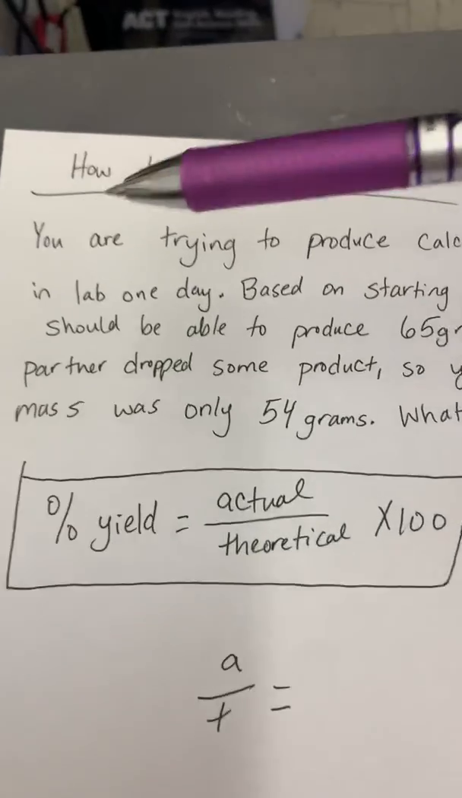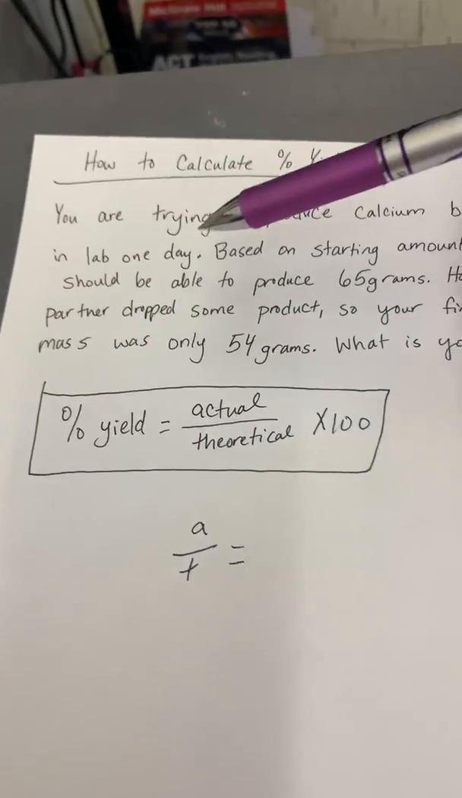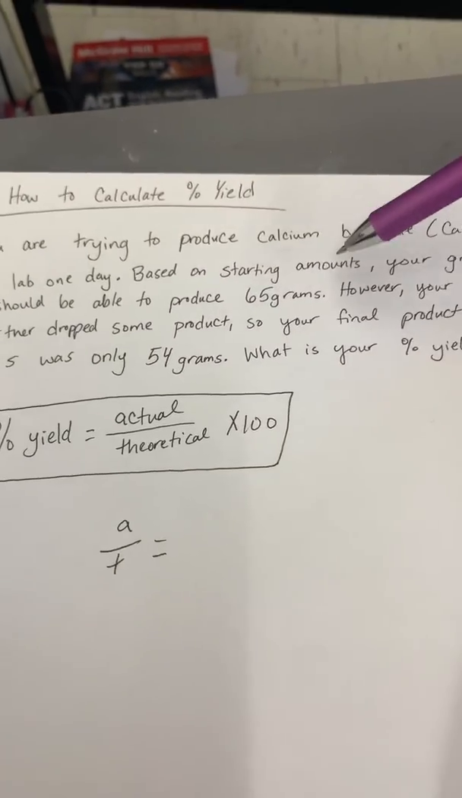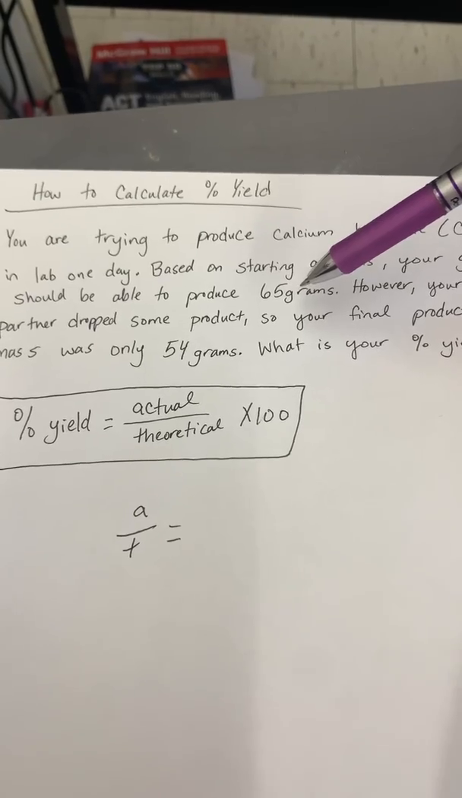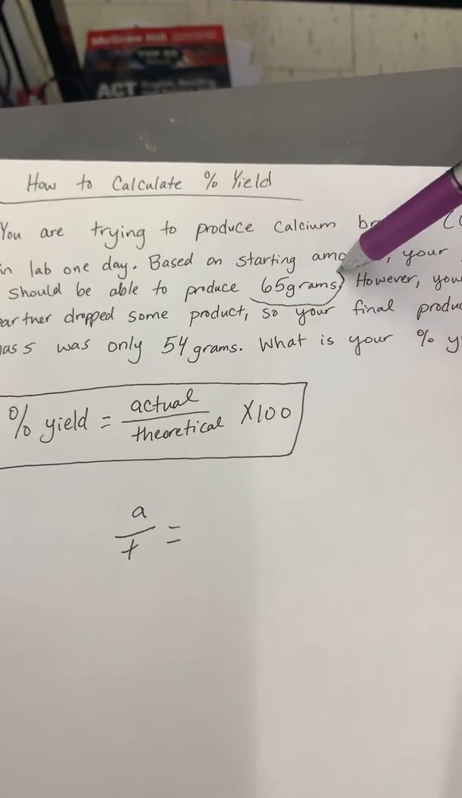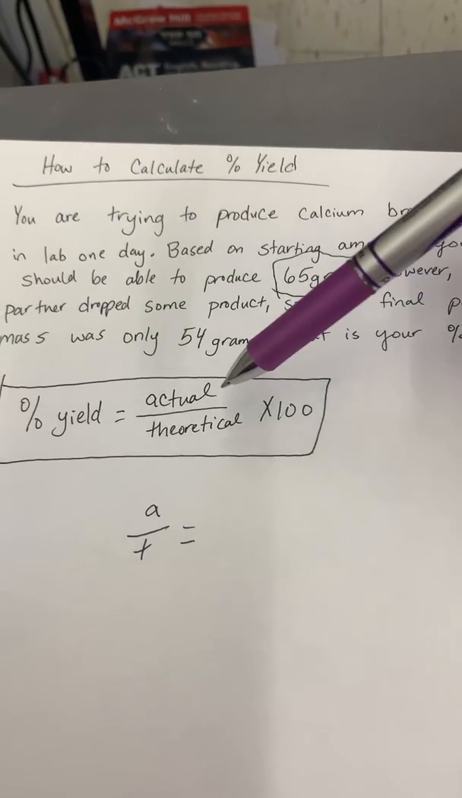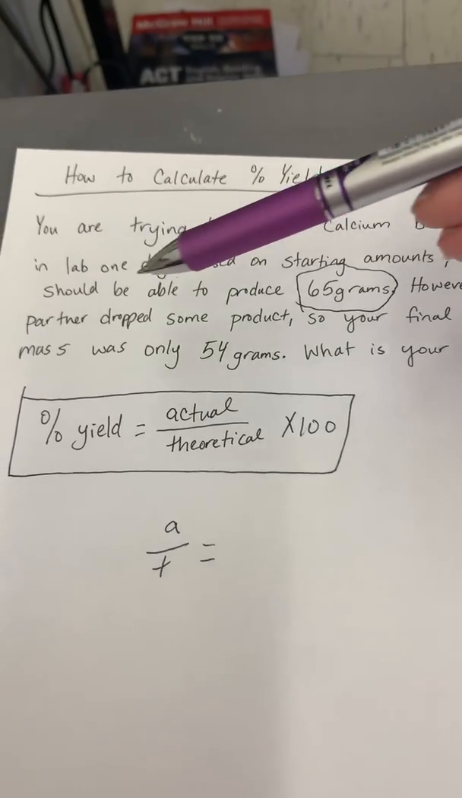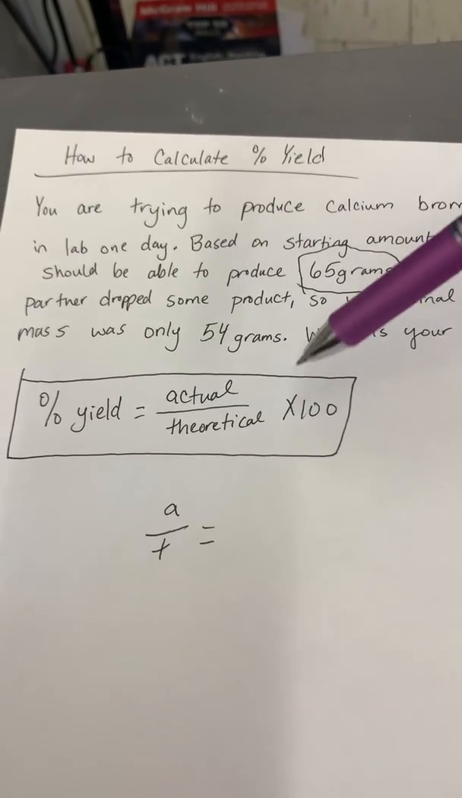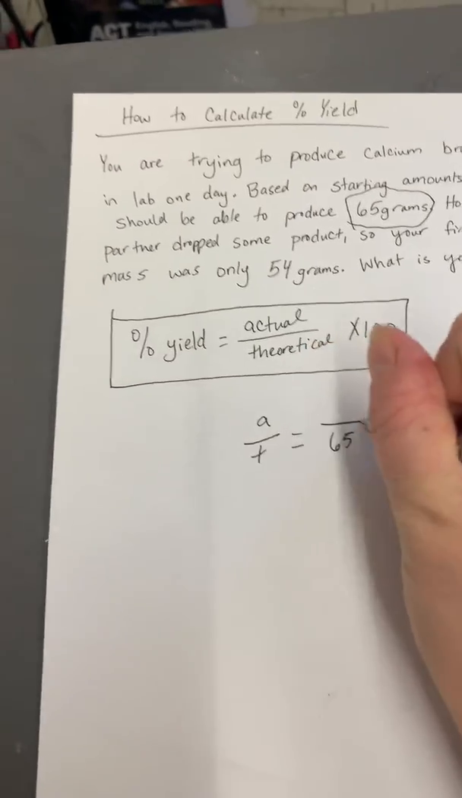So here's our question. It says you are trying to produce calcium bromide, CaBr2, in the lab. Based on the starting amounts, your group should be able to produce 65 grams. That is how much you should be able to produce, theoretically, right? You're either doing how much did you actually produce or how much you theoretically produced. If you should be able to produce that much, that's your theoretical. So I'm gonna put 65 right here on the bottom.